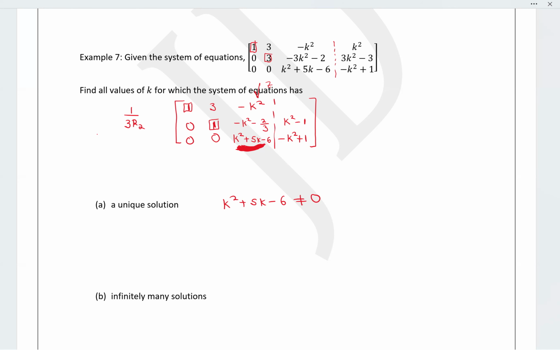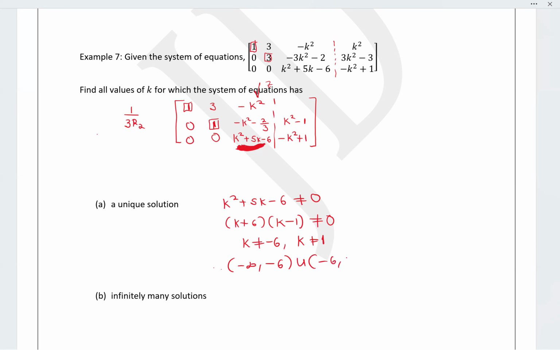So what this simply means is that you're going to have k plus 6. You can factorize this easily. And this is not equal to 0. So it means that k cannot be minus 6, and also k cannot be 1. So look now. k can be any number except this one. So this is our solution.